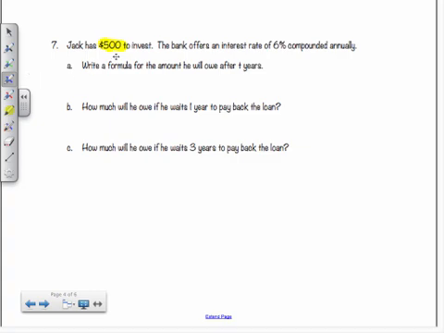All right, let's look at number 7. It's going to be slightly different, but first of all, I want you guys to change this invest right here into borrow. He's going to borrow $500, and the bank gives an interest rate of 6%, but this time it is compounded annually. Now, when it's compounded annually, it's slightly different than simple interest.